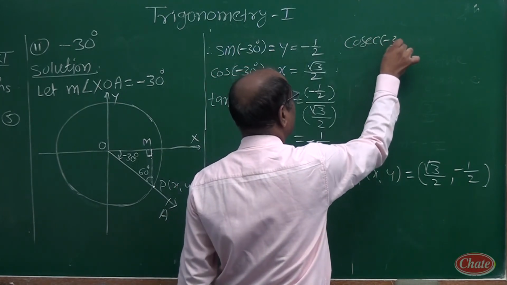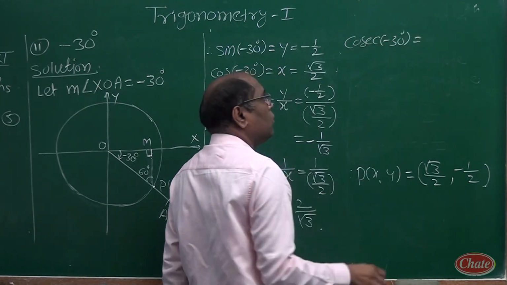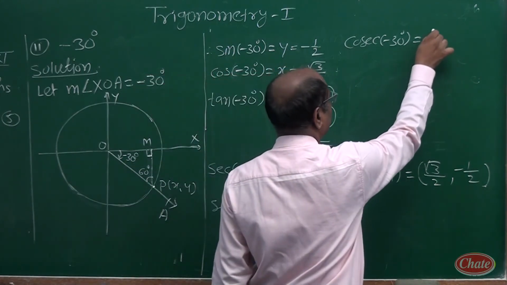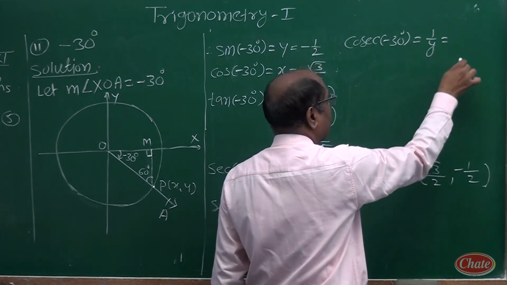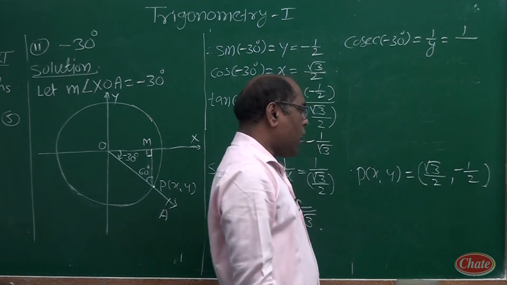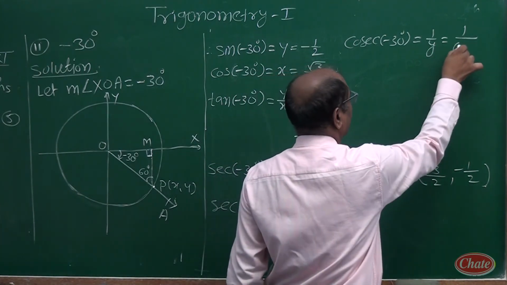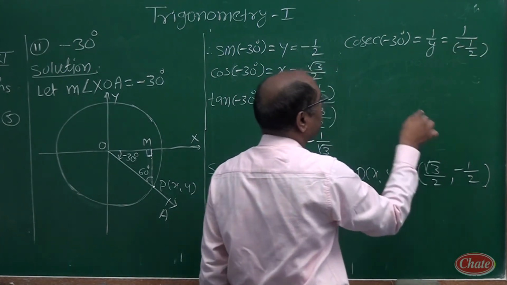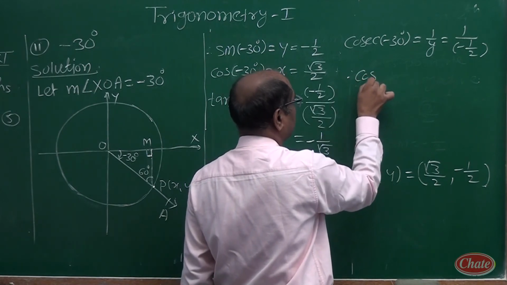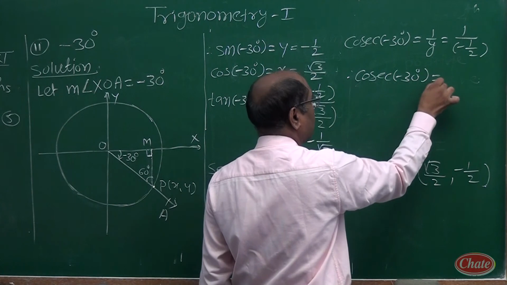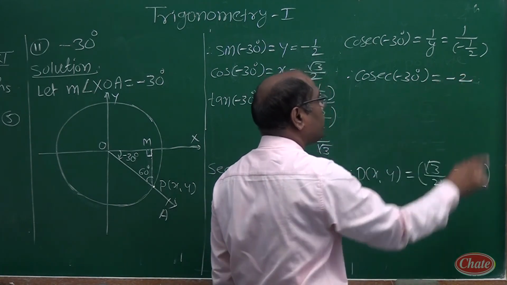Then cosec of minus 30 degree. By definition, what is cosec theta? 1 upon y. So that is equal to 1 divided by the y coordinate of point P, which is minus 1 by 2. And therefore cosec of minus 30 degree is equal to minus 2.